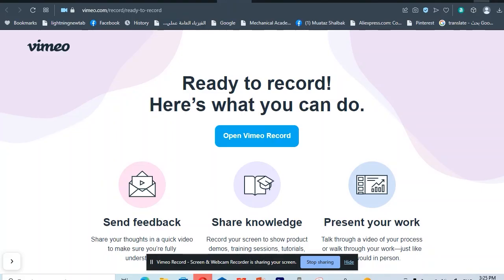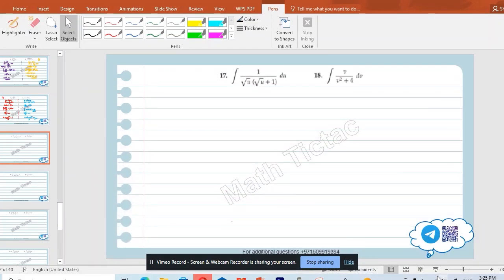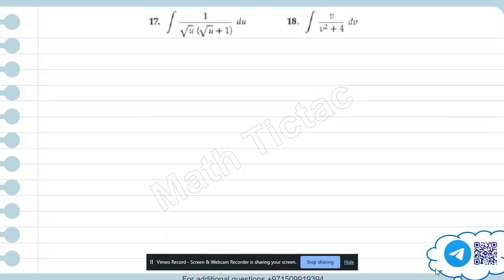Hello again and welcome to the second part of solving or finding the integrations using substitution method. So in here, let's start with question 17. In here we have integration of 1 over square root of u multiplied by square root of u plus 1. Now the derivative of square root of u plus 1 is equal to 1 over 2 square root of u. We can find this part 1 over square root of u over here.